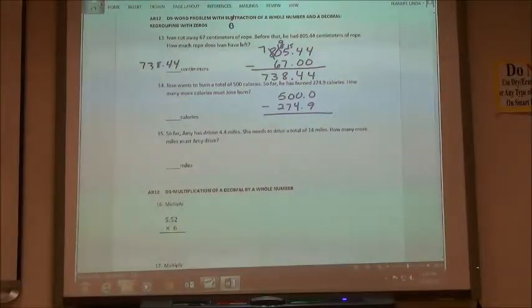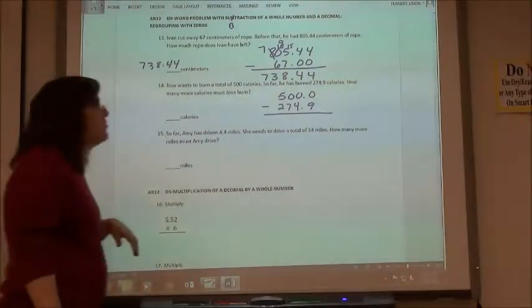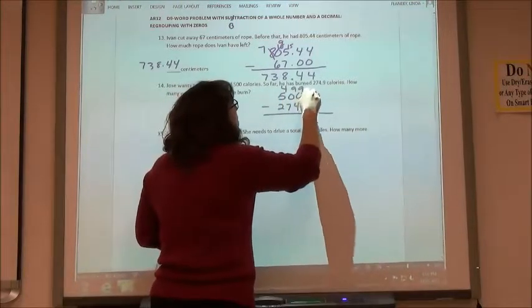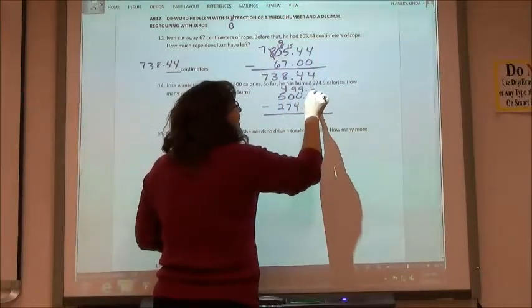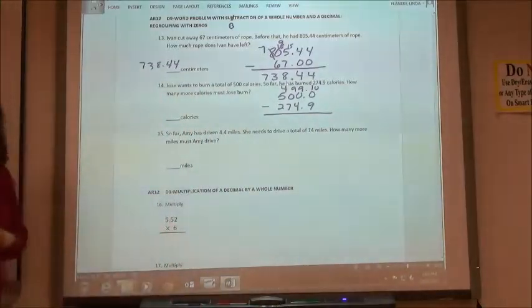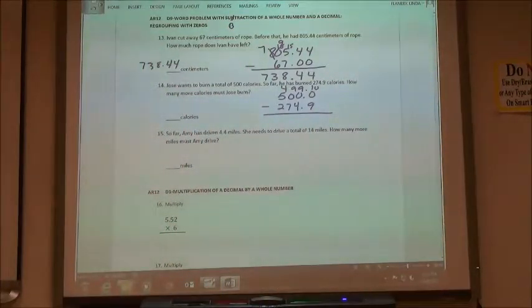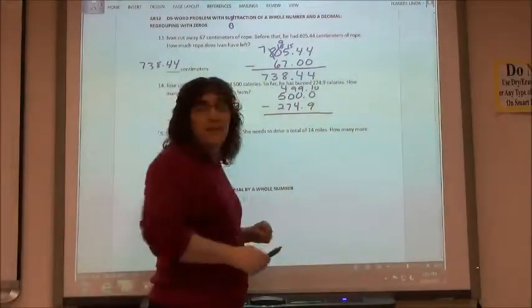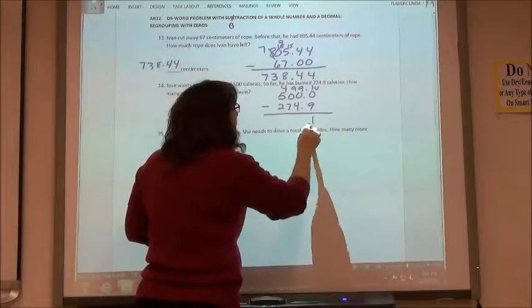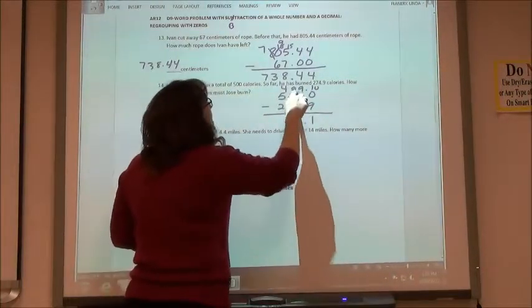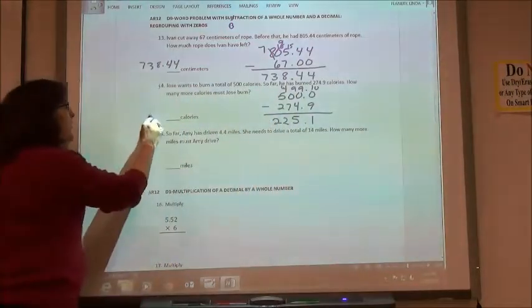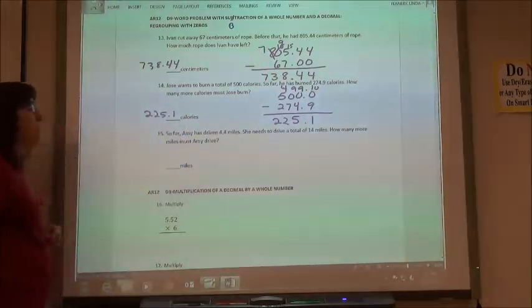So this one here has a whole lot of borrowing. We're going to change 500 to what? 499. 499 point. And that last one's going to be a 10, right? Oh, okay. Because I borrowed 1, but it's in tenths. 10 minus 9 is 1. 9 minus 4 is 5. 9 minus 7 is 2. And 4 minus 2 is 2. So 225.1.